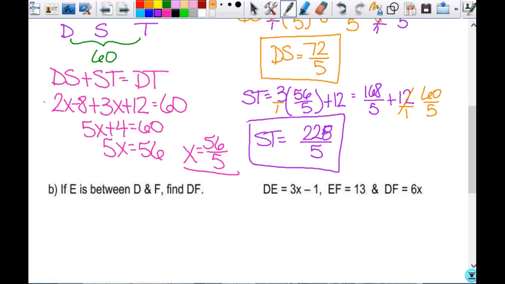If I add those two answers together, what should I get? 60, right? So what is 72 plus 228? 300. And 300 divided by 5 is 60. So there you go. You just checked yourself without actually checking yourself. Okay? Any questions? Good? Okay.